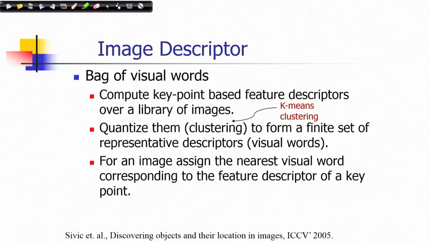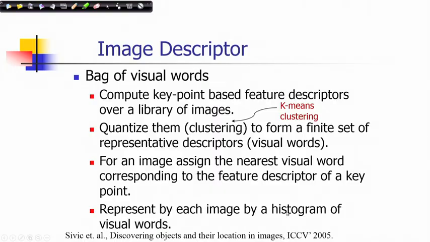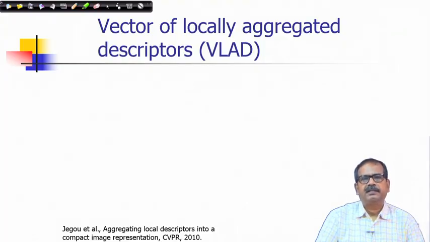That can be represented by a histogram, because a histogram gives you the frequency distribution of these visual words of your dictionary, and the number of bins in this histogram is fixed by the number k. So, you have a k-dimensional feature representation for an image, and this is the representation by bag of visual words.